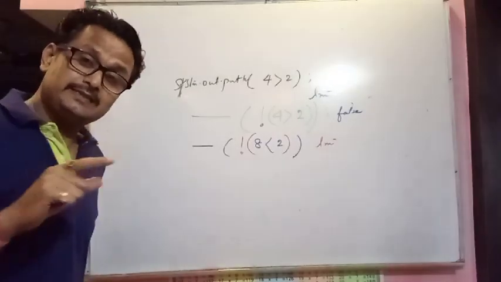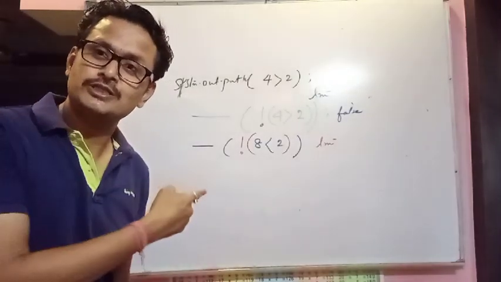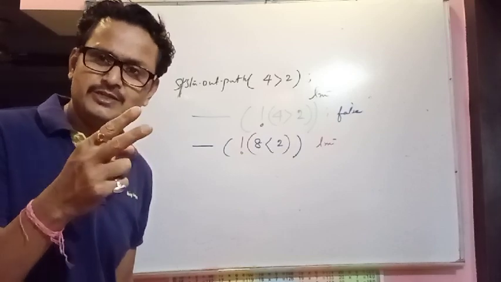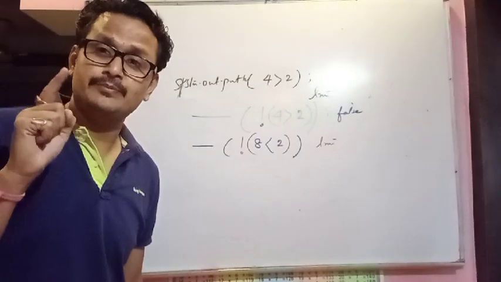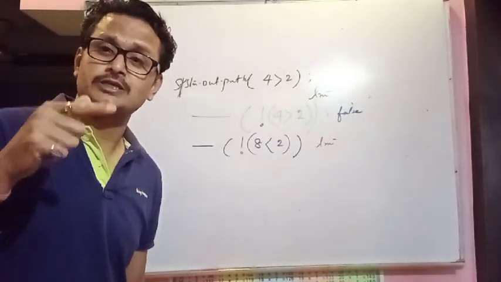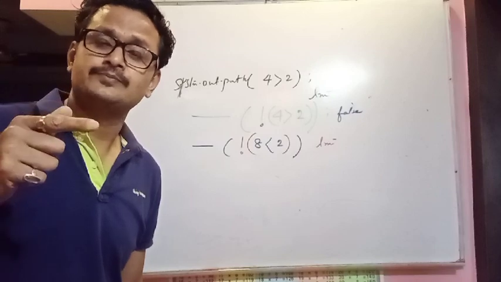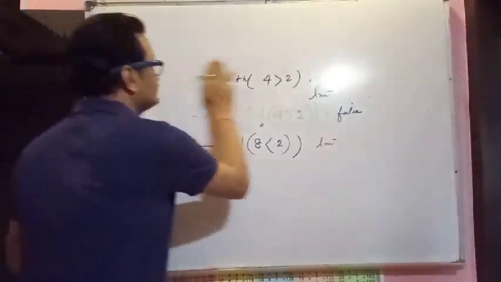So what I said, a logical operator will check one or more than one condition. Logical not checks only one condition, but logical or and logical and will check two or more than two conditions.